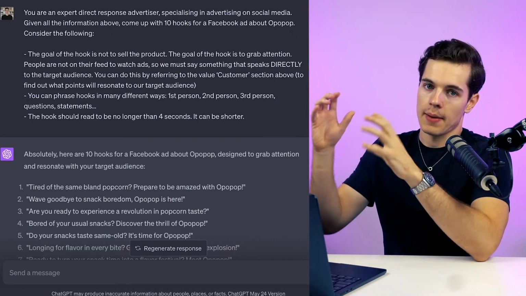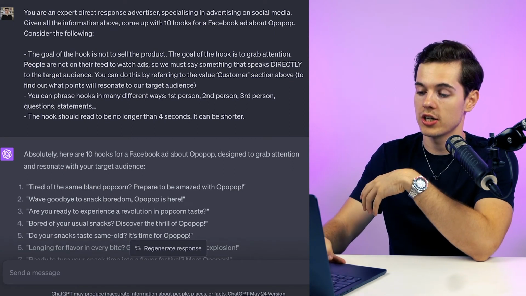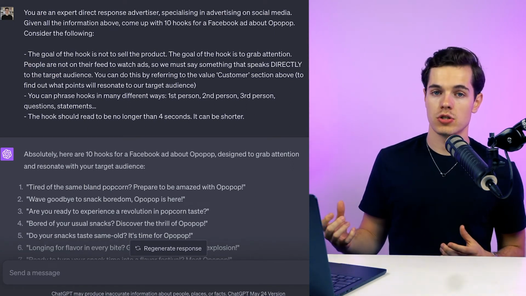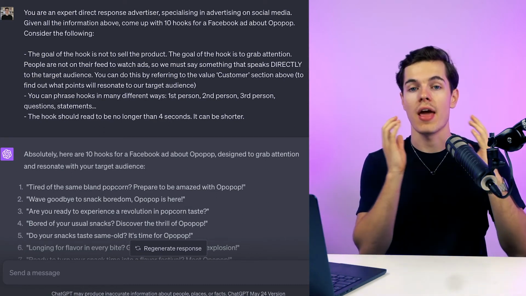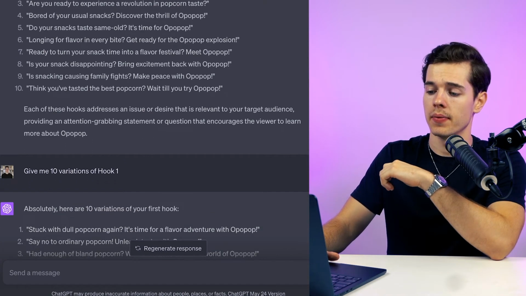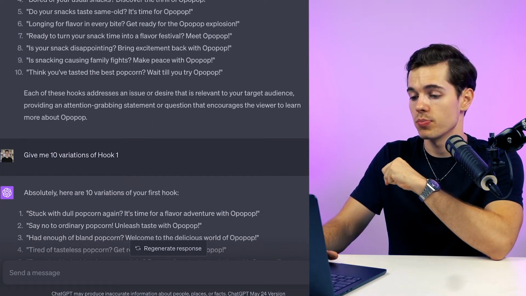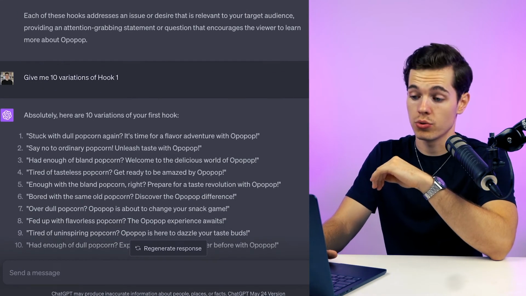So I'd put it through here, get a couple of good ones, and then what you can do is you can actually ask ChatGPT, give me 10 variations of hook 1. Or I want you to do this again, and I want you to focus on X pain point or Y problem. And just keep working on it and working on it until you have ideas that you can take into production. And then once you've done that, you can do the exact same with visual hooks.